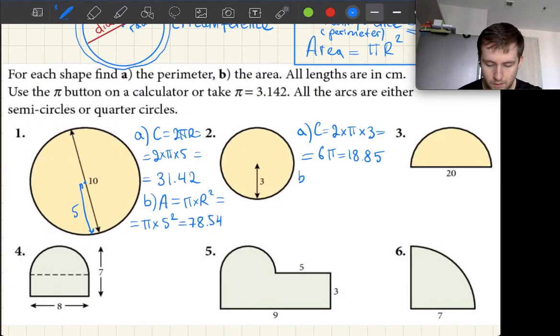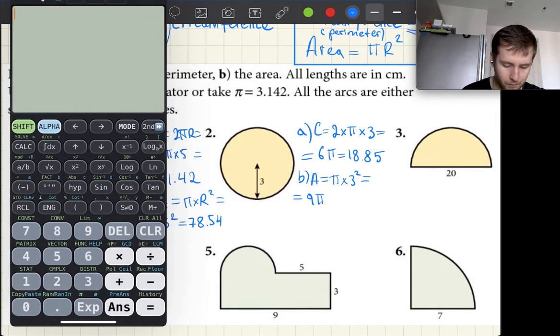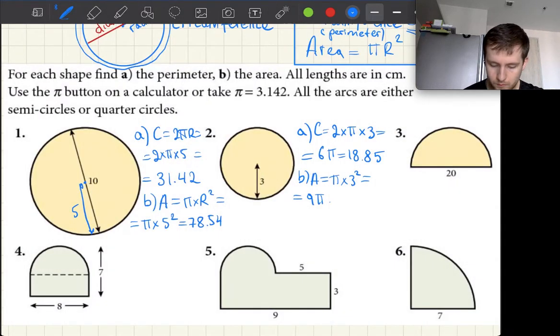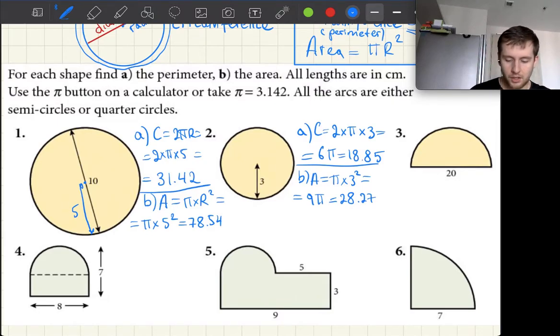Okay, and then B, we have pi r squared. Right, so area equals pi times 3 squared, so that's 9 pi. 9 pi is equal to 28.27. Right. So basically, that's it for number 1 and number 2.